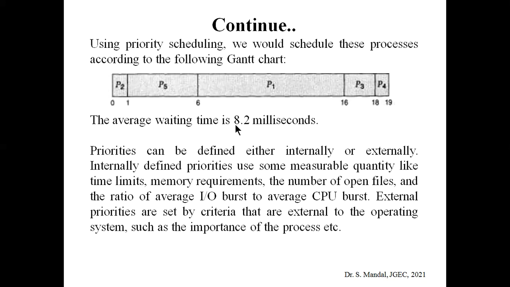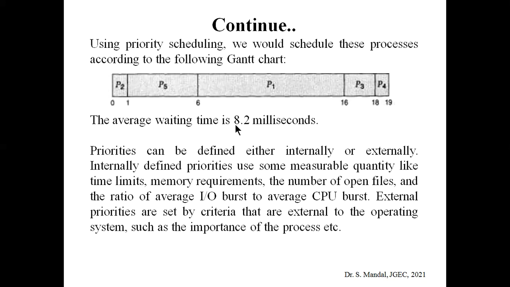So the process which has the least amount of time requirement has the higher priority. In this way internal priority can be calculated, whereas external priorities are set by the user, and these are set by criteria external to the operating system, such as the importance of the particular process.